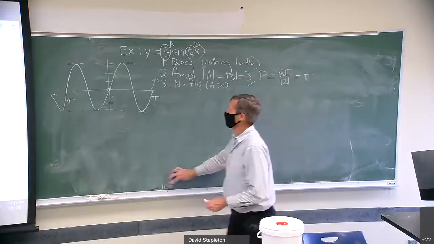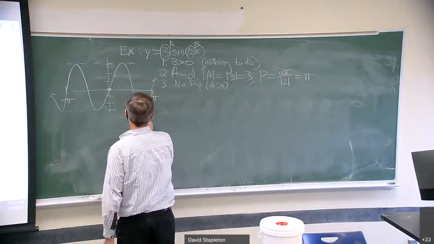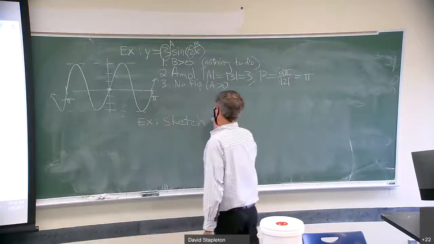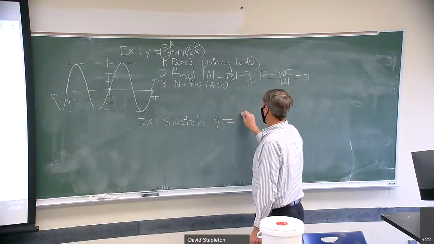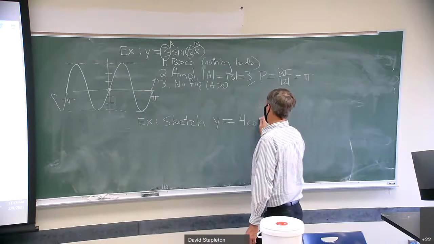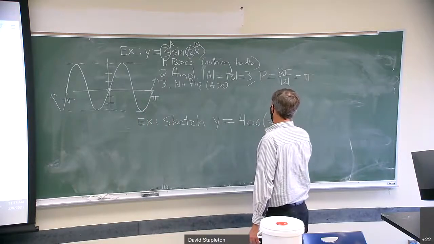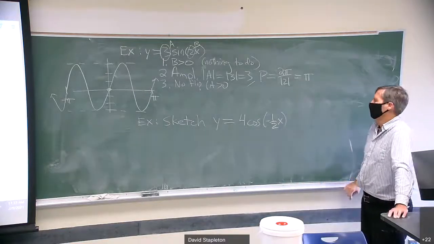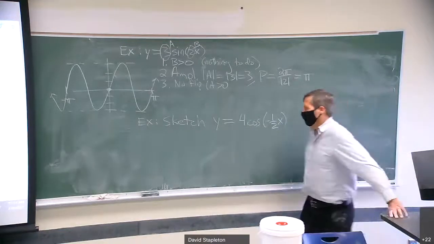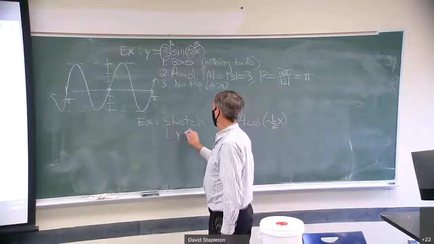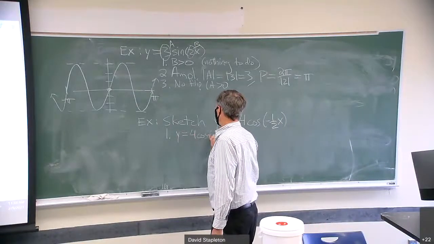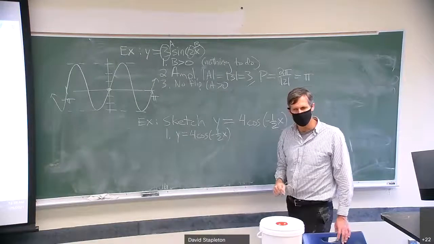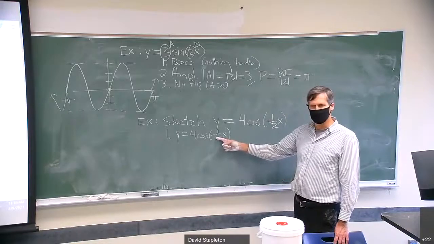So let's try another one. This time I want to use cosine. Suppose I want to sketch, this time, y equals 4 cosine of minus a half x. How about that? I do the 3 steps, right? 1, y equals 4 cosine minus a half x. Oh, B is negative, so what do I do? Cosine is even, I can take the minus away, right?